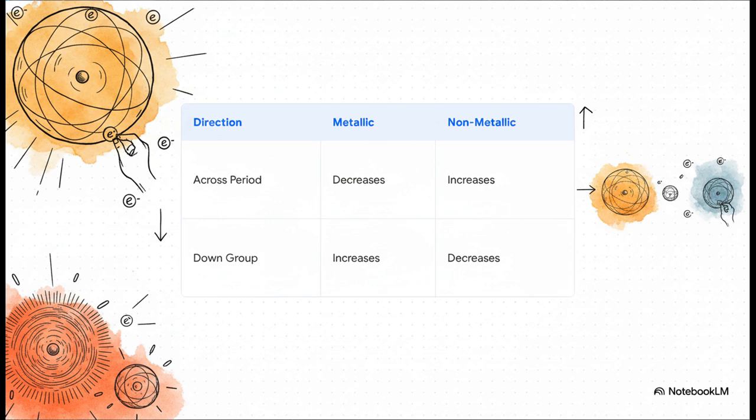But what happens when you go down a vertical group? Remember, at the very bottom, atoms are absolute units. They're huge. Their outer shells are massive, meaning those edge electrons are super loose and practically falling off. Since metals are all about losing electrons, it totally makes sense that the elements at the very bottom left are the absolute most metallic, highly reactive elements in existence.